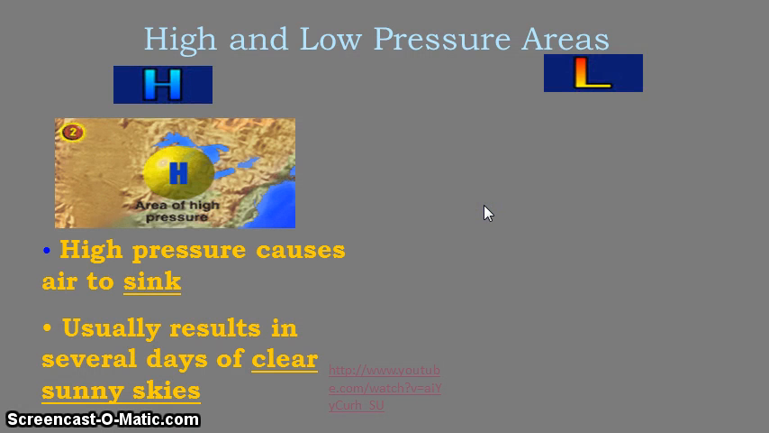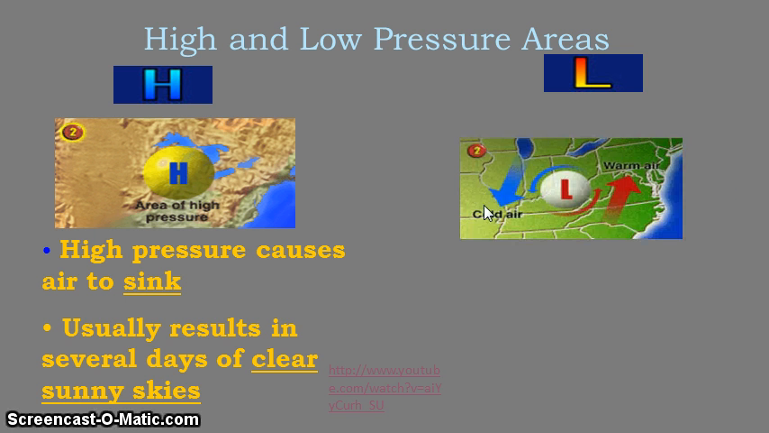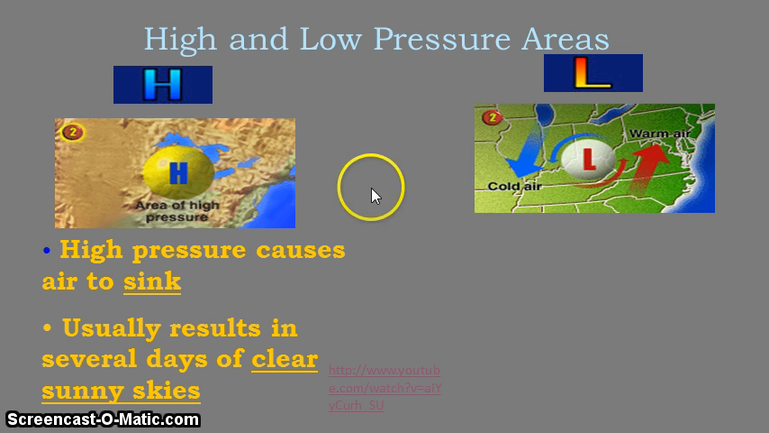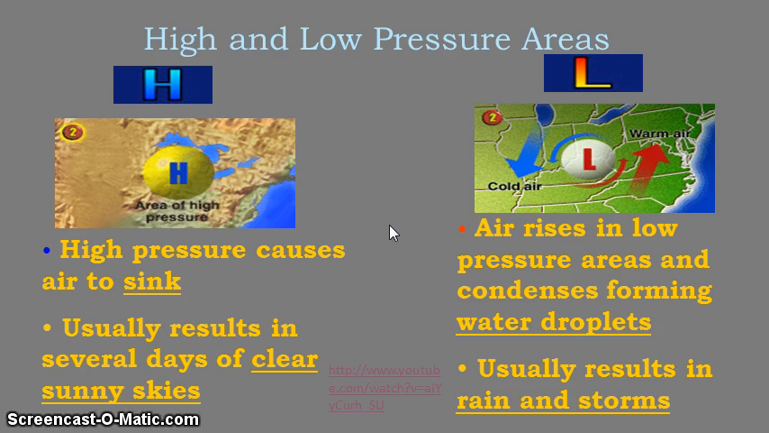Okay, we have a quick overview here of high pressure and low pressure areas. High pressure areas cause air to sink, usually resulting in several days of clear, sunny skies, as opposed to low pressure areas, resulting in air rising and clouds forming as water droplets condense up in the atmosphere, and with clouds we're going to be getting rain and storms. So there's some of the big differences.